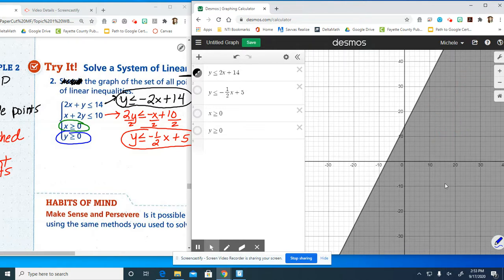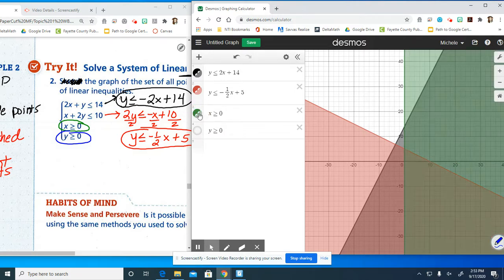So all of these points make this black inequality true. Like if I were to put 10, 0 and substitute in for x, it makes this inequality true. Okay, so far that's our solution. But then when I add the second inequality, I now have a part where they overlap. Now the part where they overlap is the solution for these two.